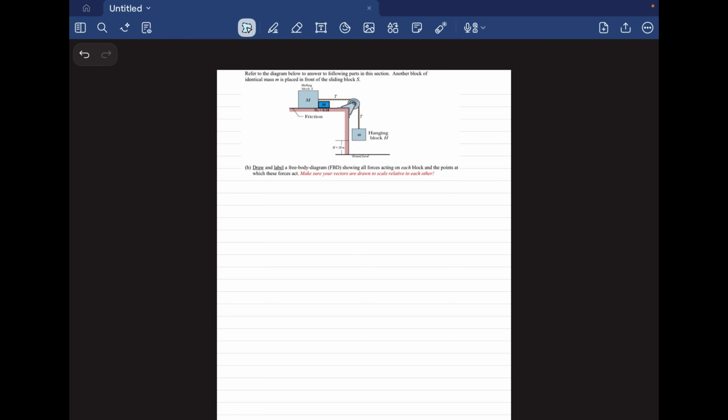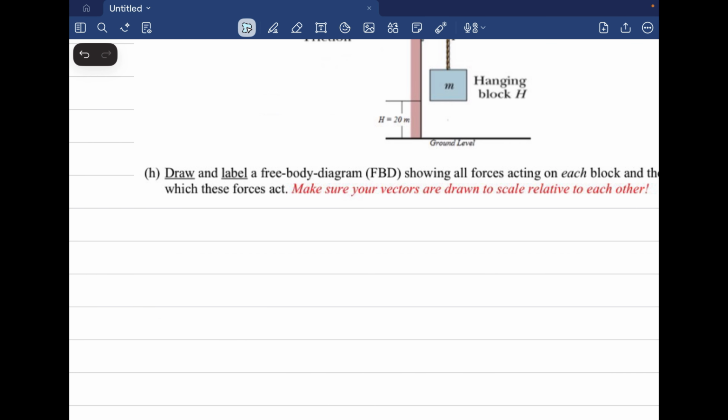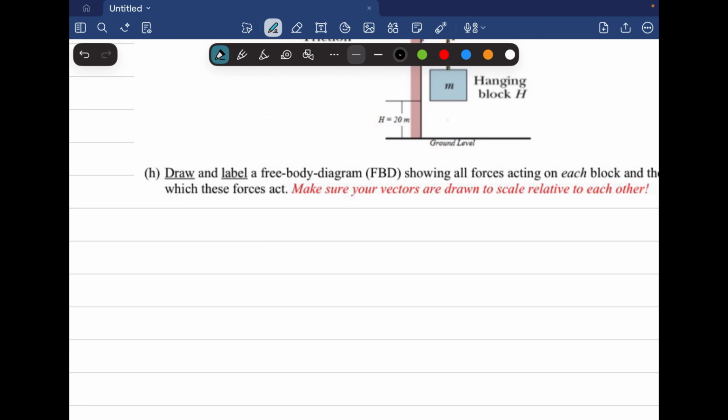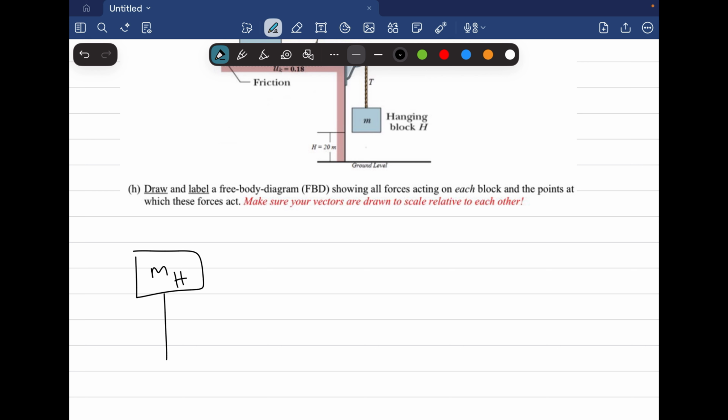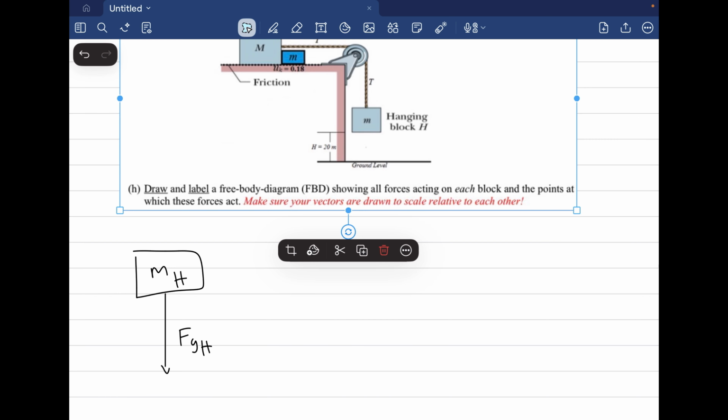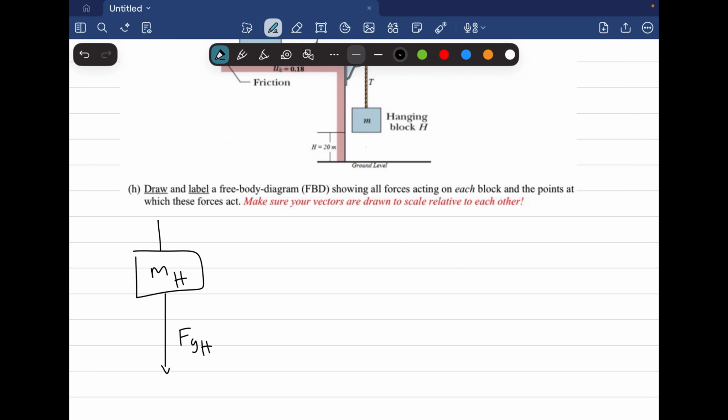H is asking for the free body diagram of all three blocks. So first I'll do block H. So M and then H, right? So there's gravity, so Fg. And then assuming it's moving to the right, your tension has to be less than your Fg. So T.